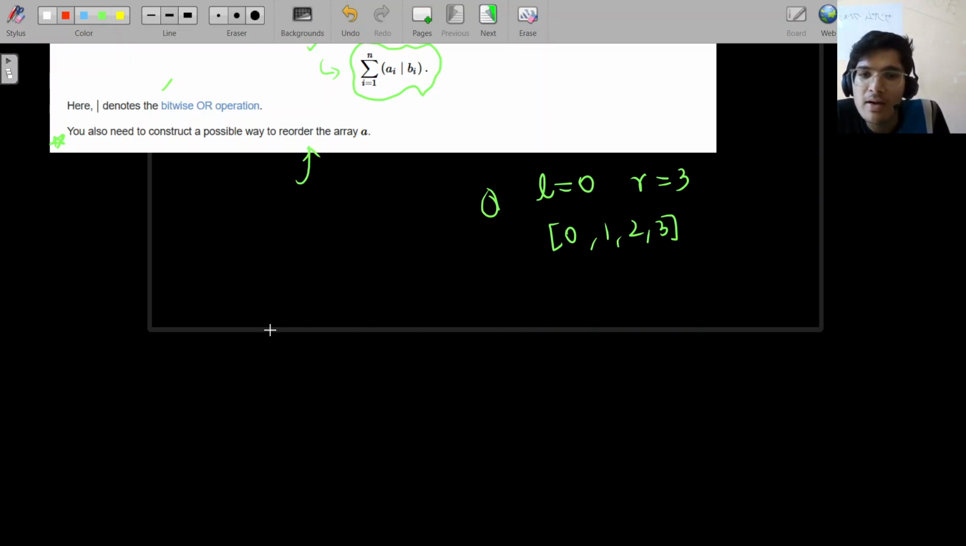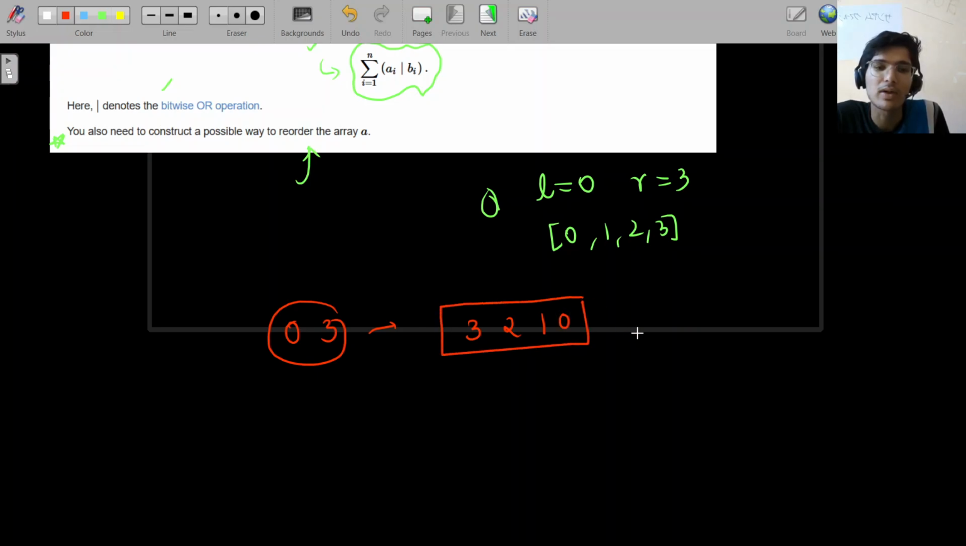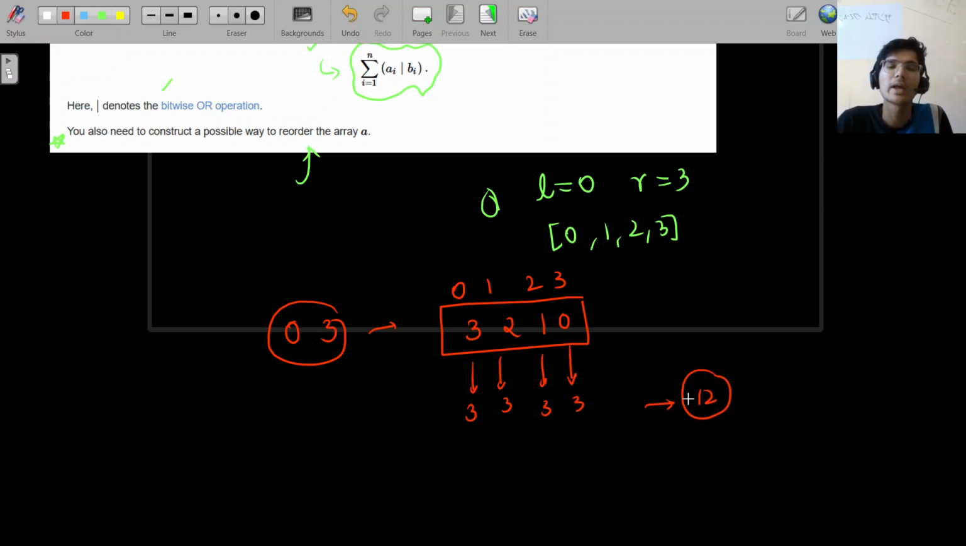So what did we observe? We saw that when 0 to 3 was given, the answer came by ordering as 3, 2, 1, 0, and then we get the maximum. How? Let's see. 0, 1, 2, 3. If you do the OR, what will be the answer? 3. This also will be 3. This also 3. This also 3. And the answer will be 12. You will be like, okay.